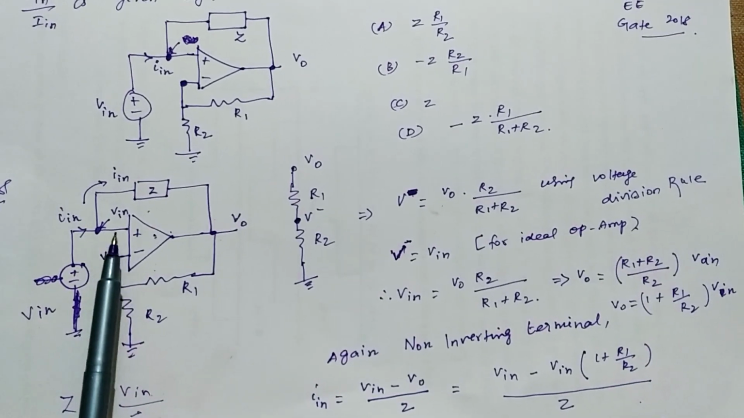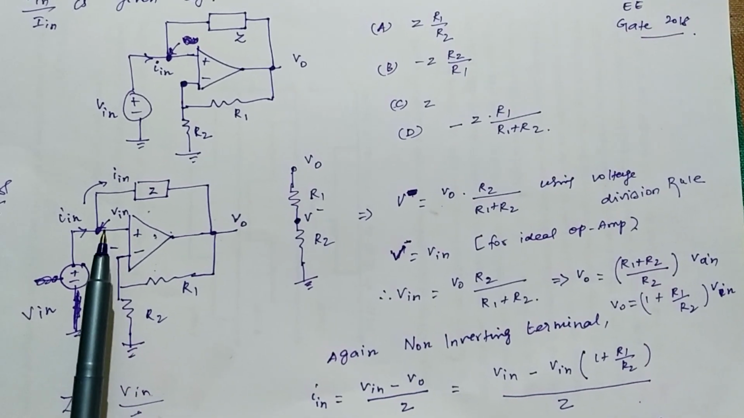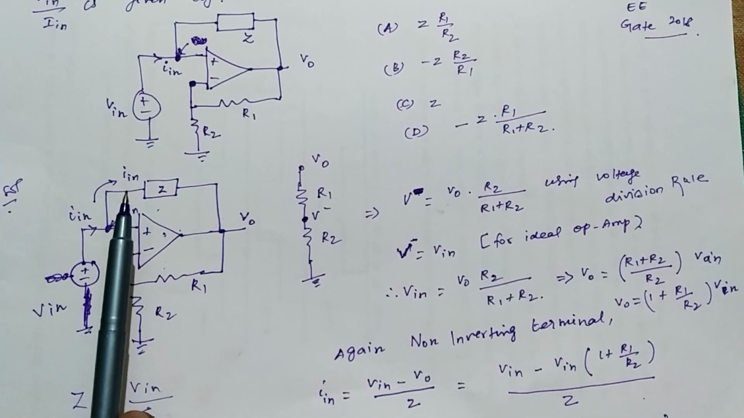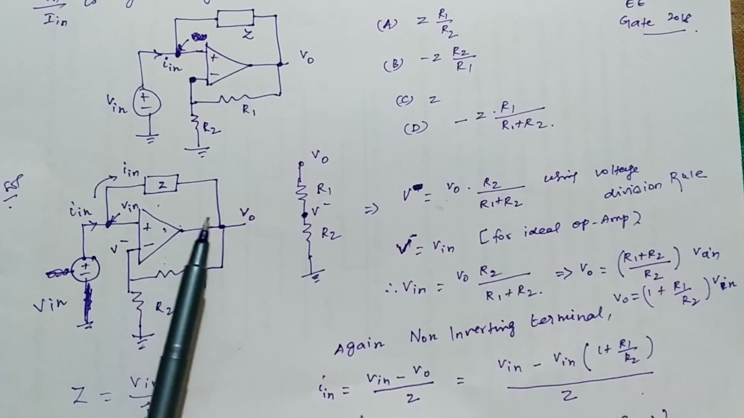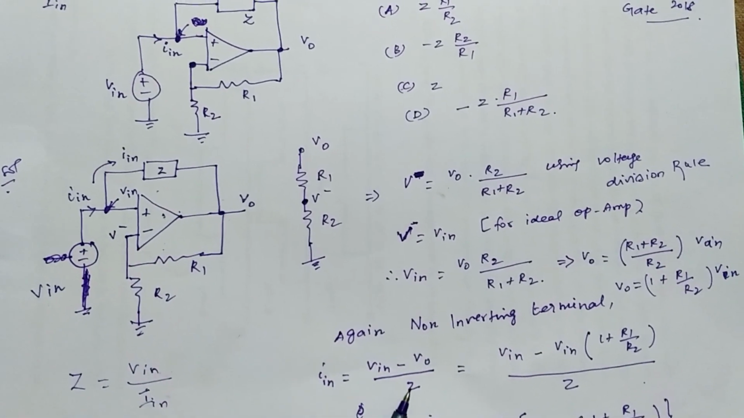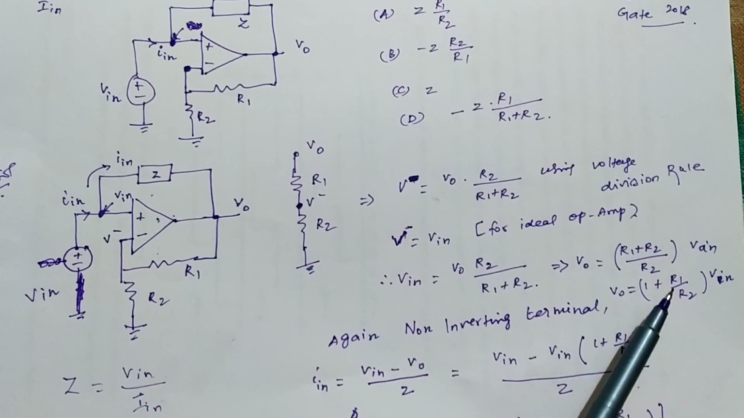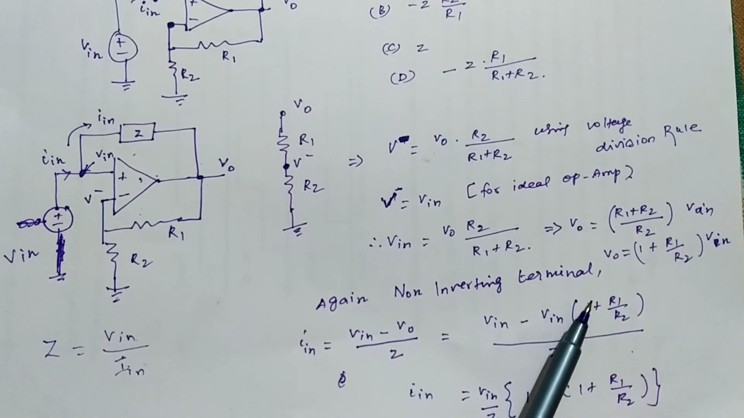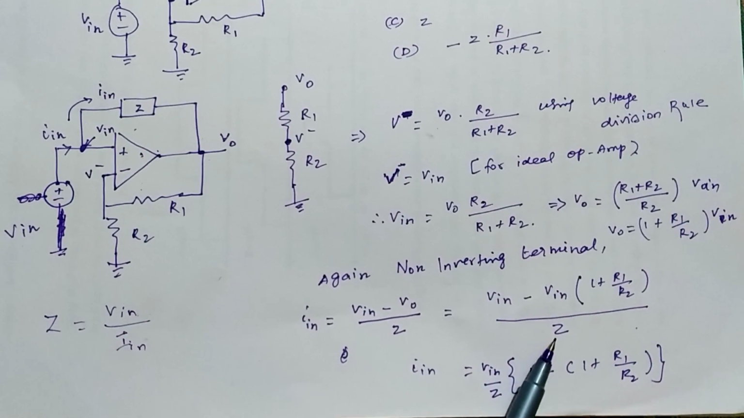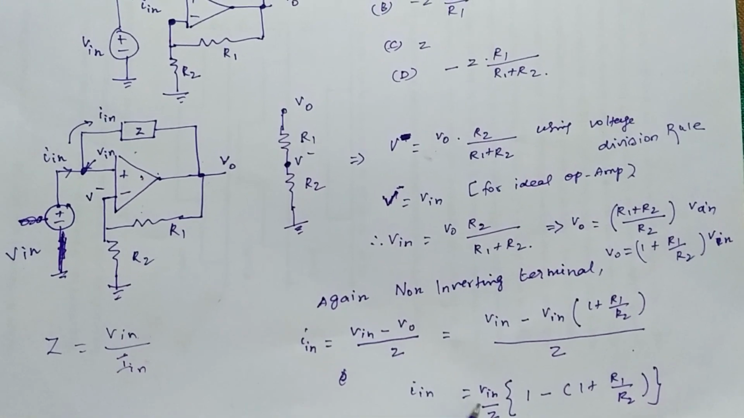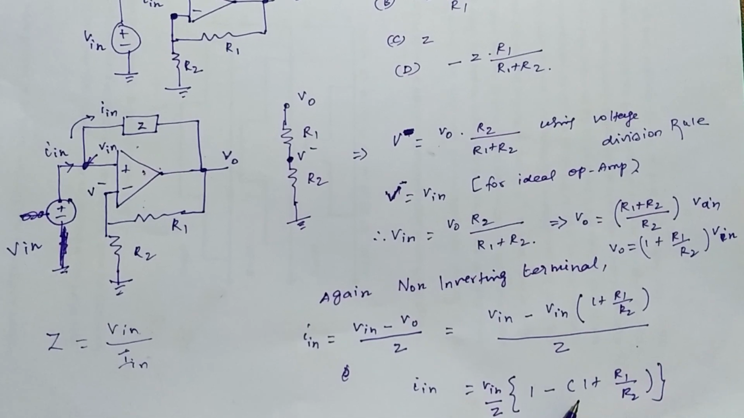Now coming to the non-inverting terminal, this I1 can be written as (Vin minus V naught) divided by Z. Substitute this V naught and simplify, taking Vin outside, we have the answer like this.